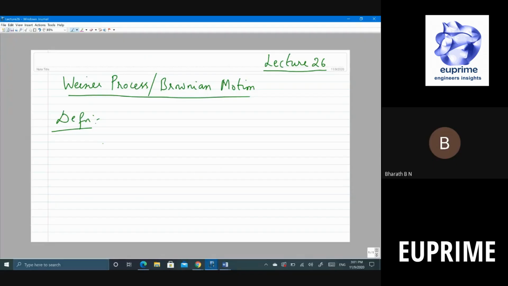increment, it will have this same distribution as you look at x of t2 minus t1 and x of 0, right? So it only depends on the difference.